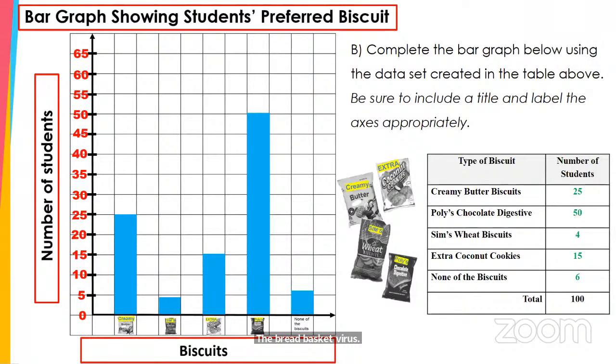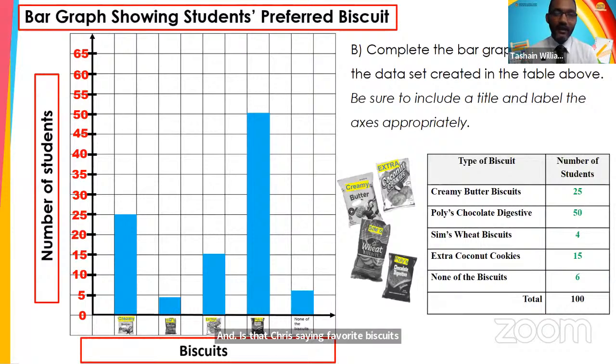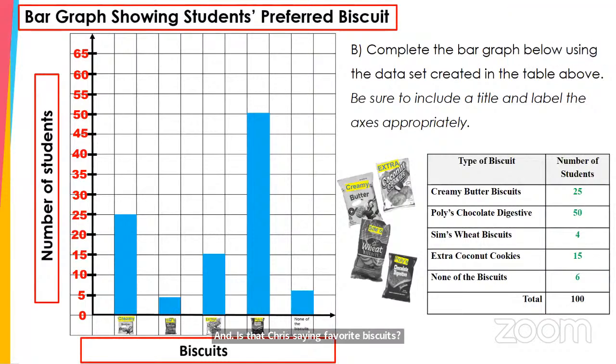All right, so I'm seeing Nathan telling me number of biscuits liked. I'm seeing Navarro saying snack popularity. I'm seeing Ray Marquez Anderson saying bar graph showing the preference of the students. And Zachary saying favorite biscuits. All right. Thank you, Mrs. Simpson. And others are still popping in.